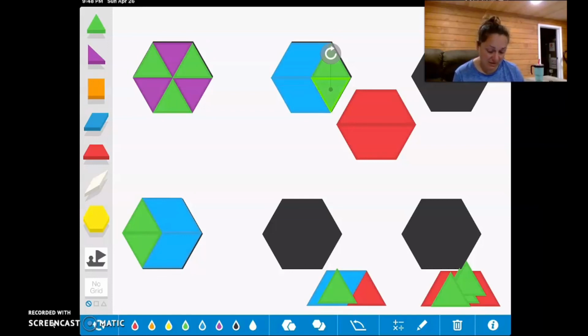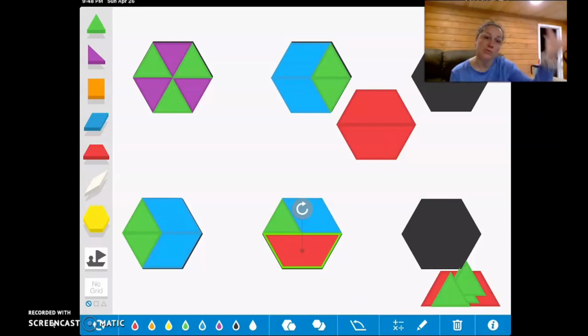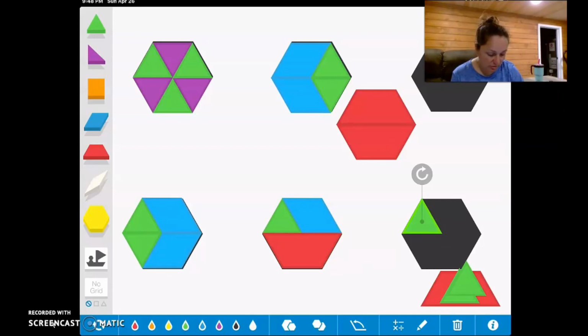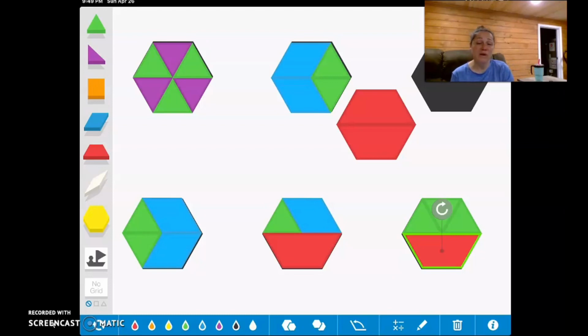Now let's take a look down here. I have one triangle, I have a parallelogram, and a trapezoid. See, now sometimes they don't go in pretty. You have to turn them and move them to the side. Just like I can also use three triangles. See how I gotta turn them? And one trapezoid. So I can use a variety of shapes to build other shapes.